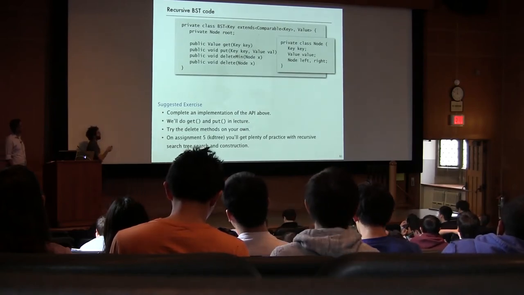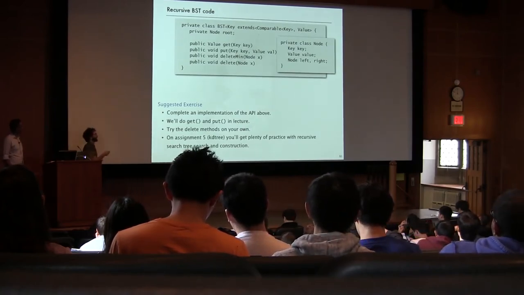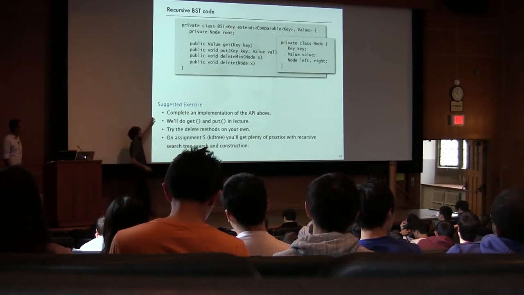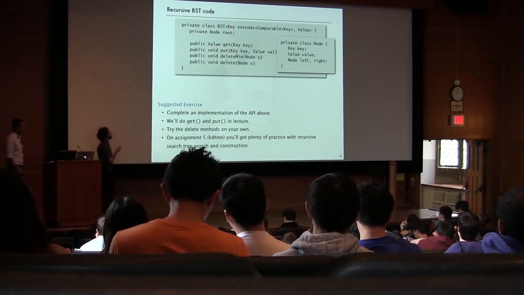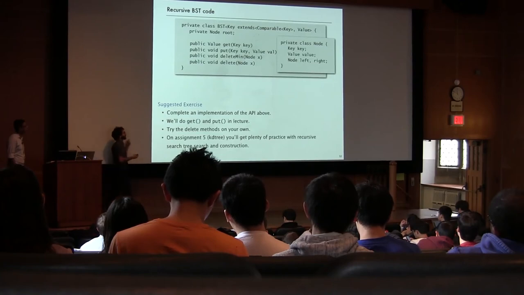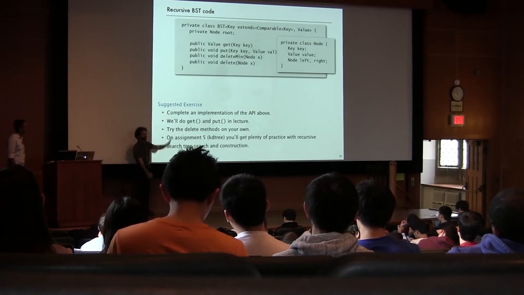Okay, so one thing that I think doesn't necessarily come across super well without doing it is how this code looks exactly, if you want to implement these operations. So my suggested exercise, sometime before the midterm, this isn't urgent, is this very simple BST API. I would recommend that you try to implement this just to get a feeling for how the recursive code looks. And you can compare against our official version on the book site.